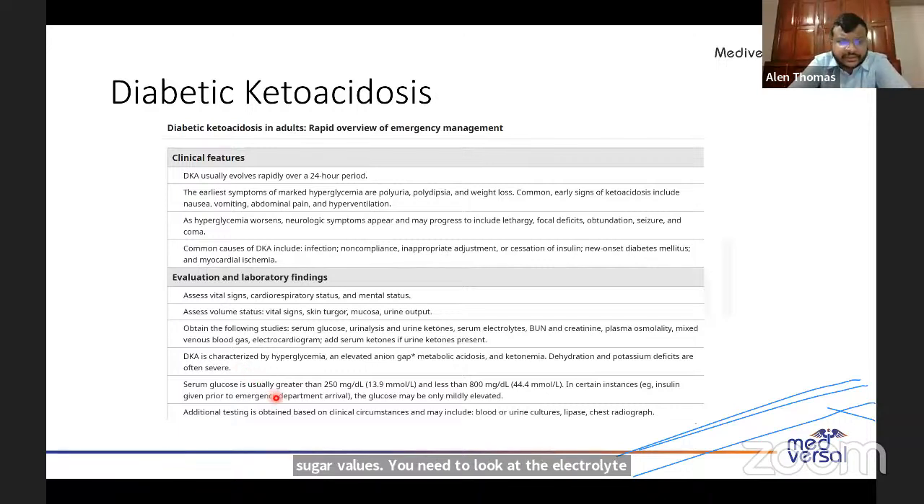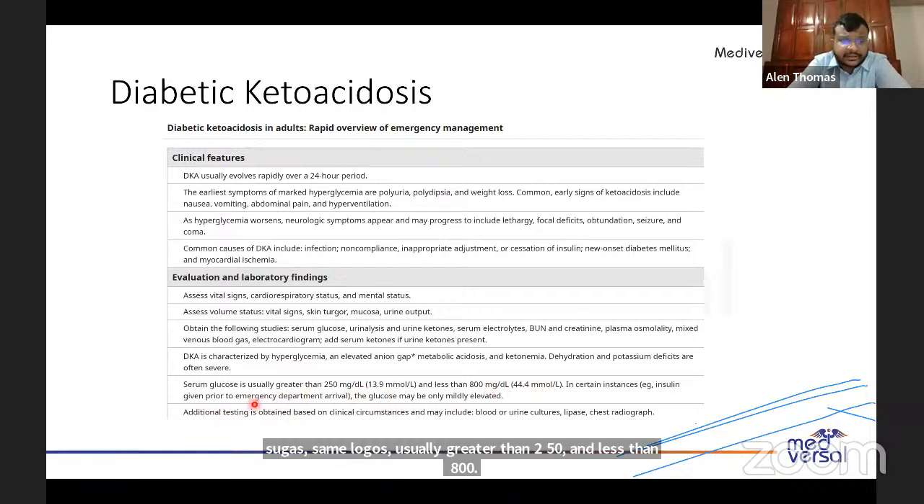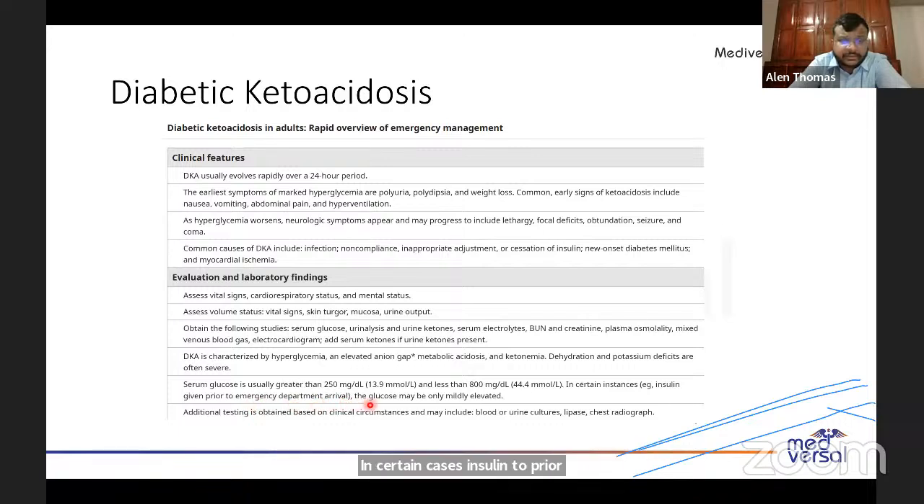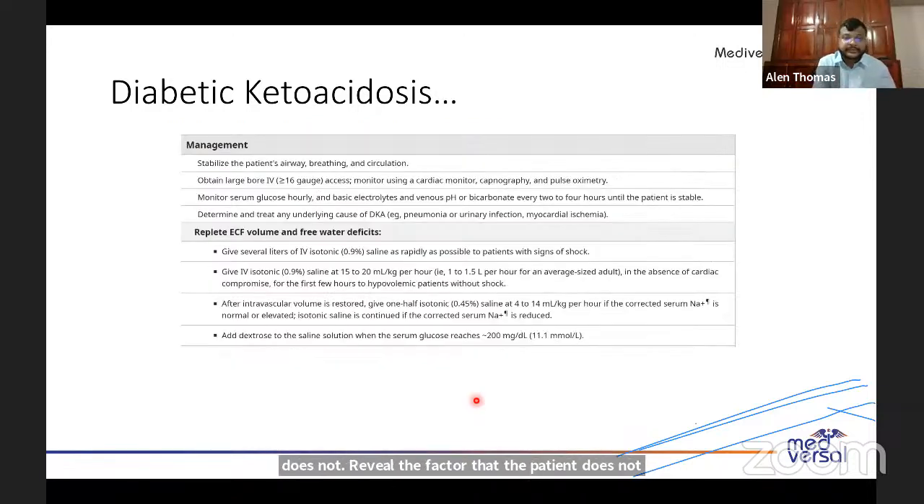Serum glucose is usually greater than 250 and less than 800. In certain cases, if insulin was given prior to the emergency department, the glucose may only be mildly elevated. Sometimes the patient may have presented with ketoacidosis at home. The family member would have given insulin, and at that time the sugars may not be that high, but that does not rule out the fact that the patient has diabetic ketoacidosis.